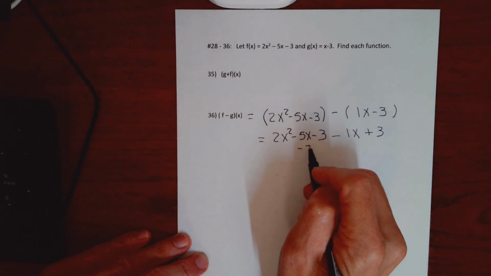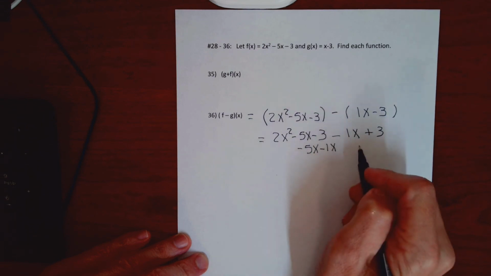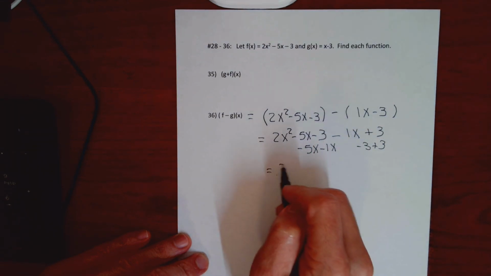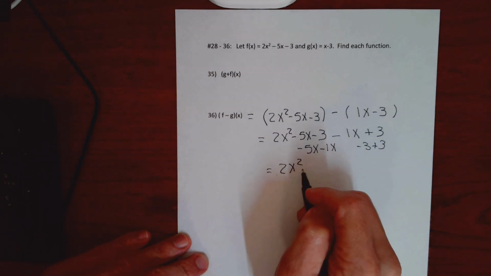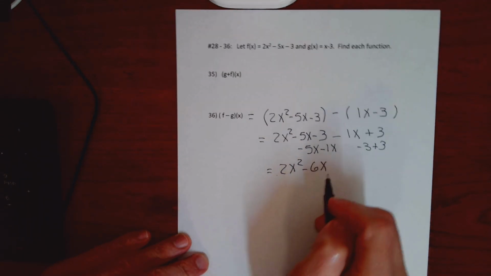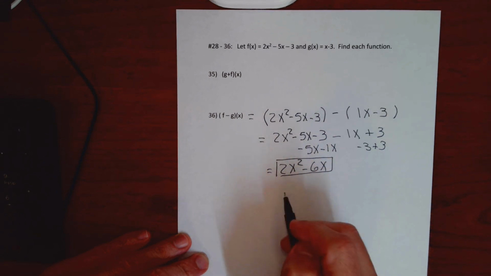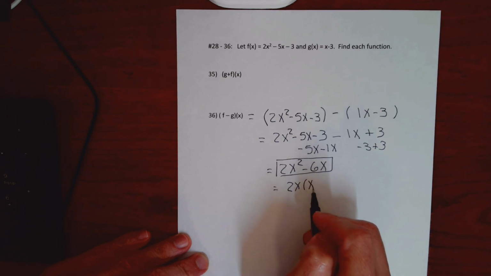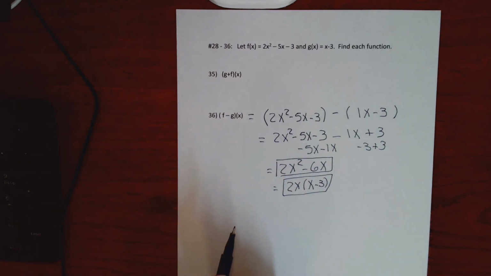Combine like terms of negative 5x and negative 1x. Combine like terms of negative 3 and positive 3. Bring down the 2x squared. Negative 5x minus 1x is negative 6x. The 3's cancel. I'd live with that for an answer, but it has an obvious common factor of 2x that you should probably factor out. Both would be good answers. I like the factored one better.